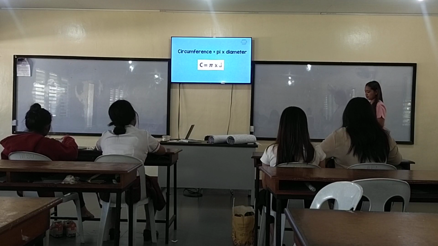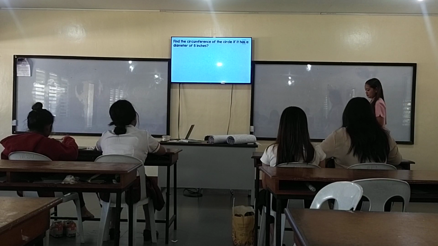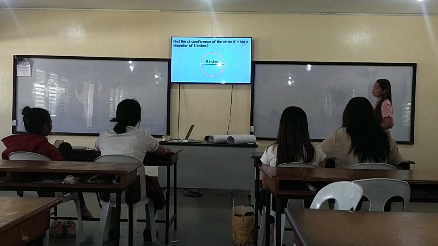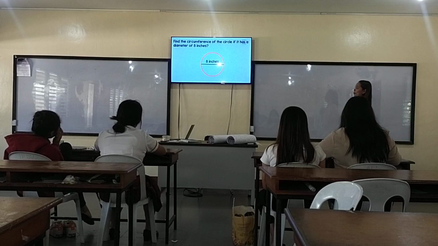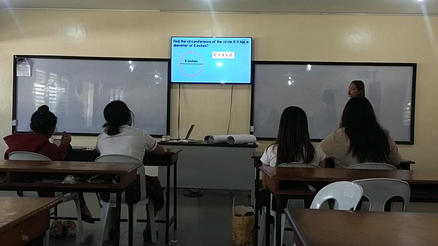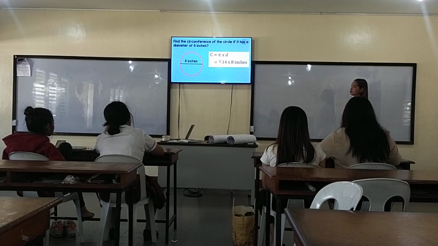To further understand it, let's have an example. Find the circumference of the circle if it has a diameter of 8 inches. In the problem, the diameter of the circle is given, and we also know the formula in finding the circumference of the circle. So let's write down the formula, and then plug in the values. Also, let's just use 3.14 as the value of pi times the diameter, which is 8 inches, which is equal to 25.12. Therefore, the circumference of the circle is 25.12 inches.